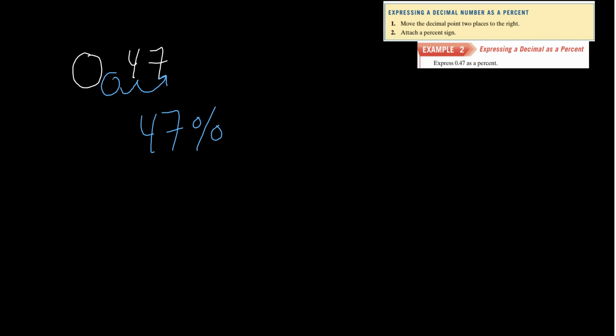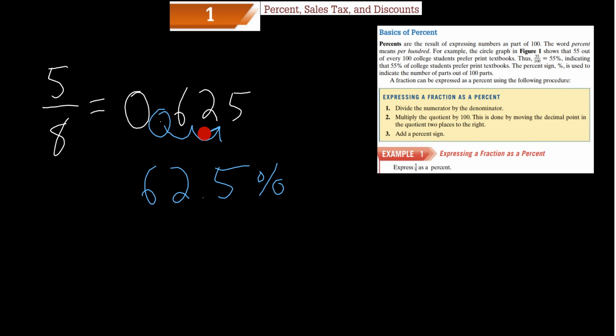Next up, we're going to be expressing a percent as a decimal number. So step one, move the decimal point two places to the left. Now, if we're taking a decimal to a percent, we move the decimal to the right. Going from decimal to percent, we go to the right. If we're already given the percent, then we just take the decimal place.